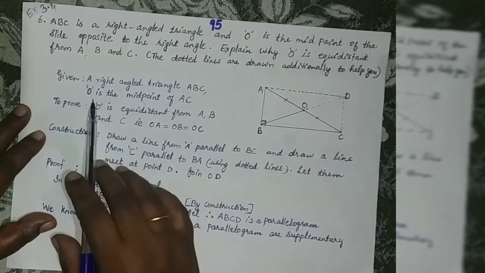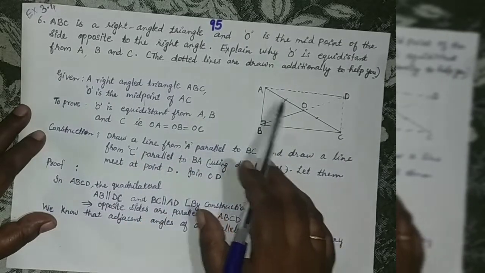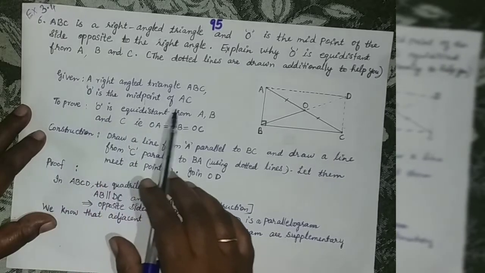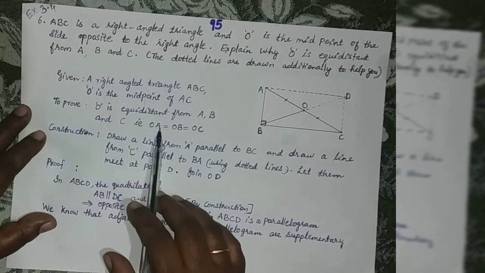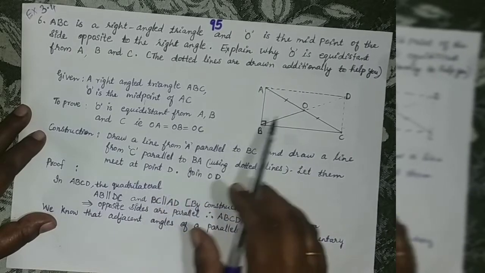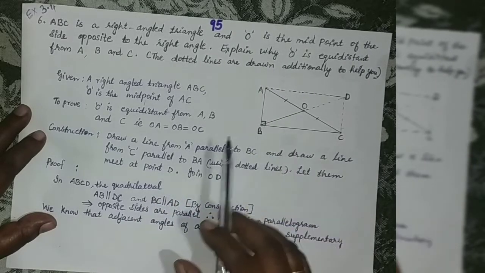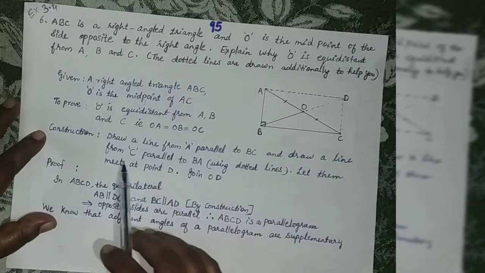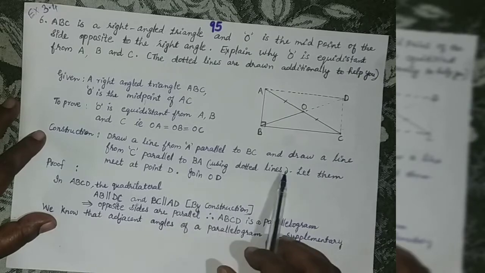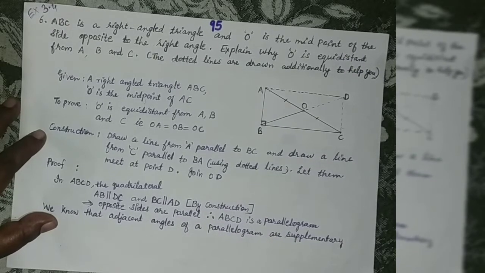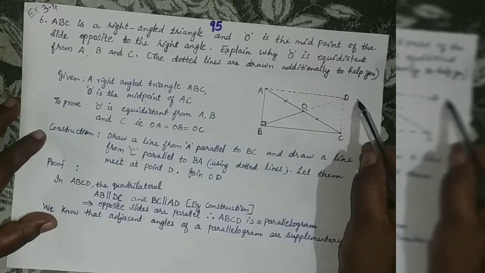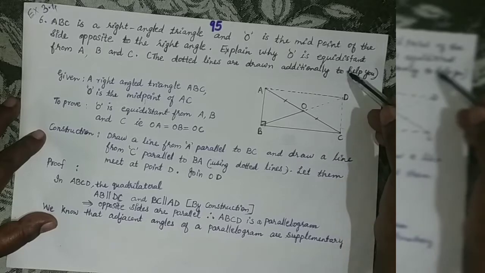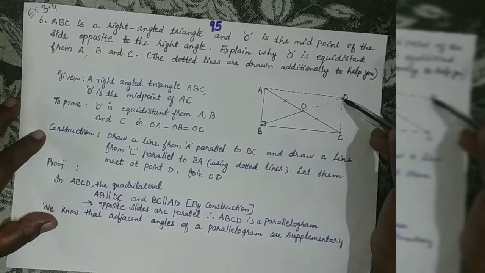Given a right angle triangle ABC, O is the midpoint of AC. Now, what is asked to prove? O is equidistant from A, B and C. That is OA is equal to OB is equal to OC. We have to prove OA, OB and OC are equal. Now construction. Draw a line from A parallel to BC and draw a line from C parallel to BA. Using dotted lines, let them meet at D. From A we are making a line which is parallel to BC and from C a line which is parallel to AB, and they are meeting at D.